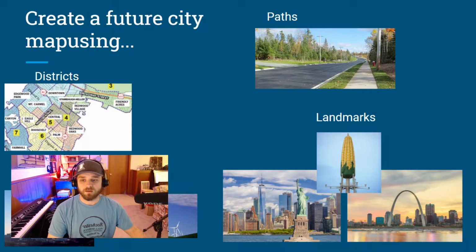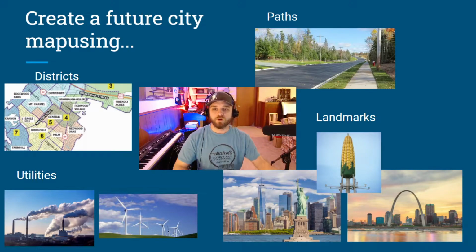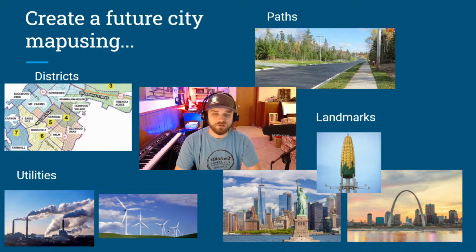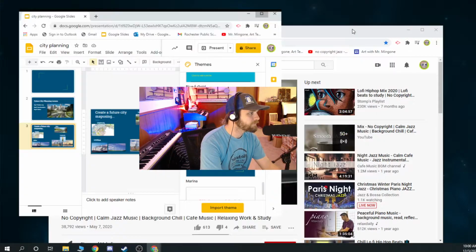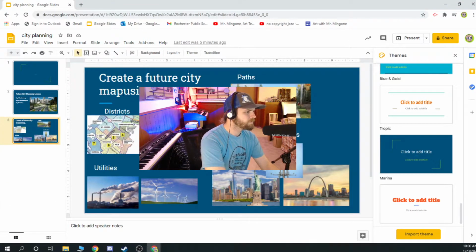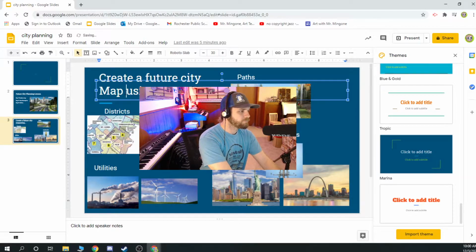Let me move my picture here. Okay, so you're going to create a future city map, and I have a typo here. Nobody's perfect, right? Or is it nobody's perfect? I don't know. There you go.